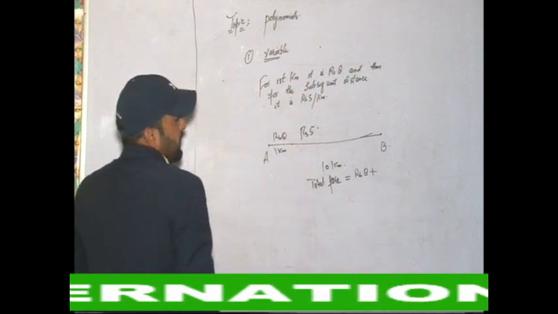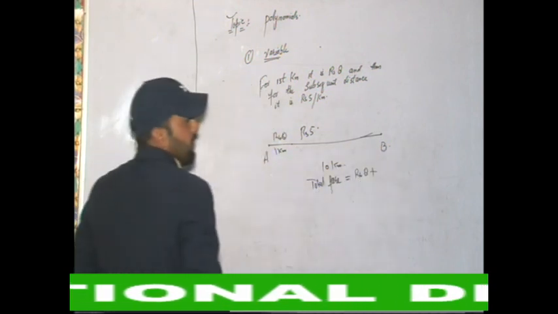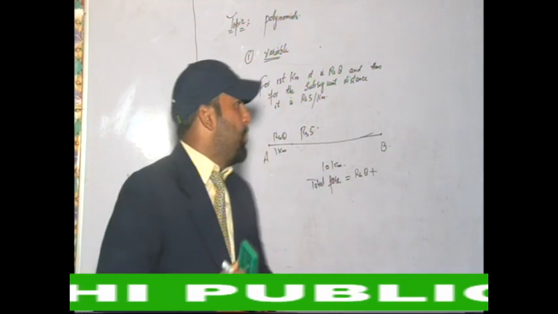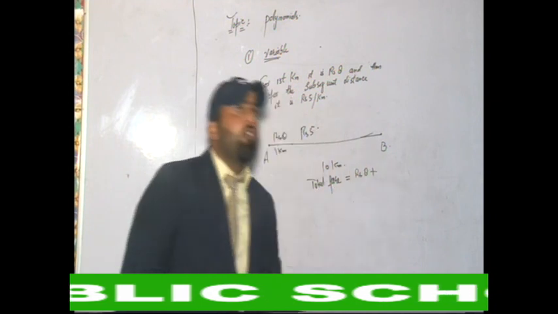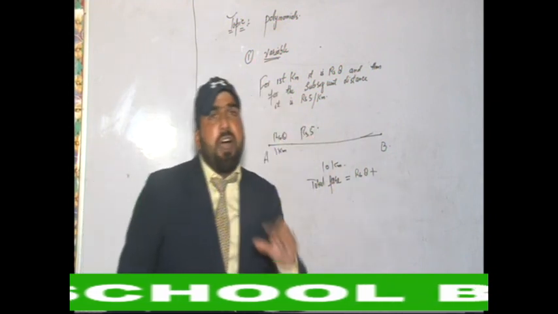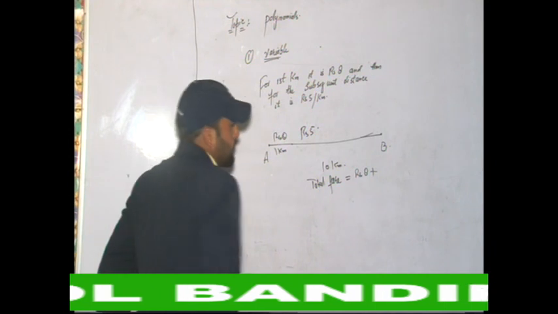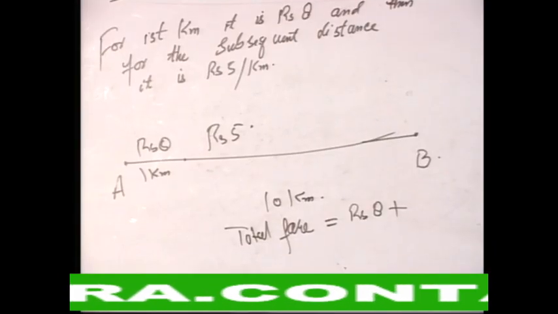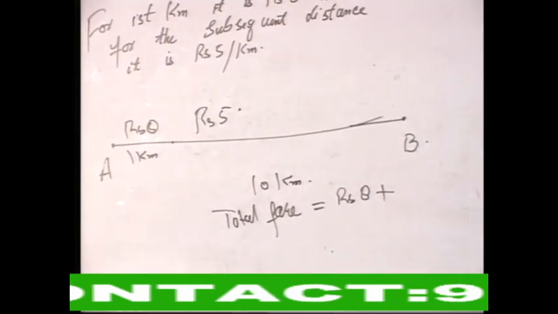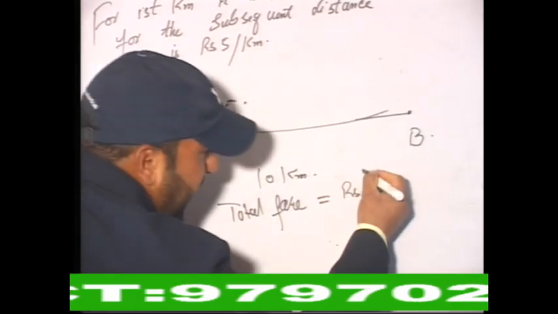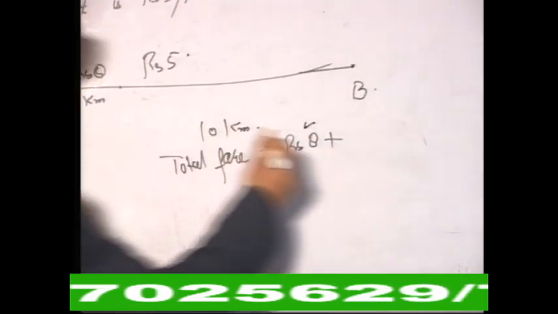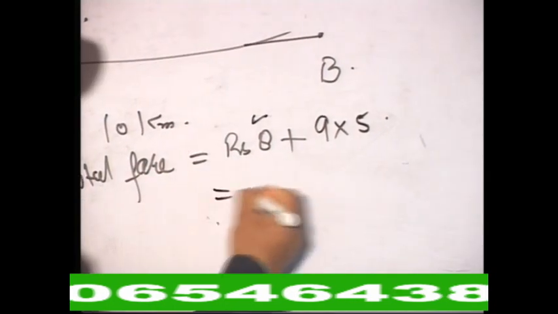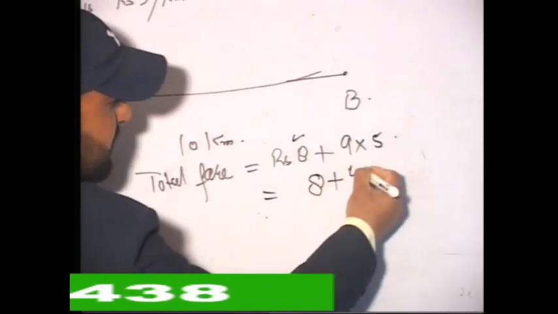Suppose the distance between A and B is 10 kilometers. For the first kilometer, he has to pay rupees 8, and for the remaining 9 kilometers, he has to pay rupees 5 per kilometer. That is, the total fare is 8 plus 9 into 5, that is, 8 plus 45. The total fare is 53 rupees.